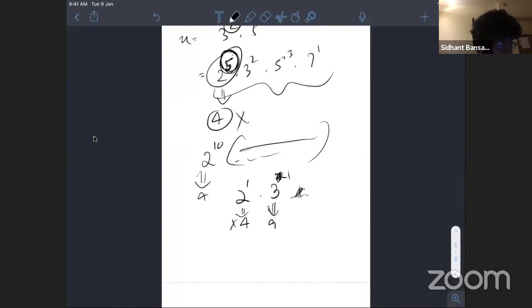Maybe there is no 5. Maybe directly the next guy is 11. And maybe he is coming 3 times. Then you know 121, which is a square number, is a factor. So it actually needs to be 11 to the 1. Otherwise, it's not a square free number, right?